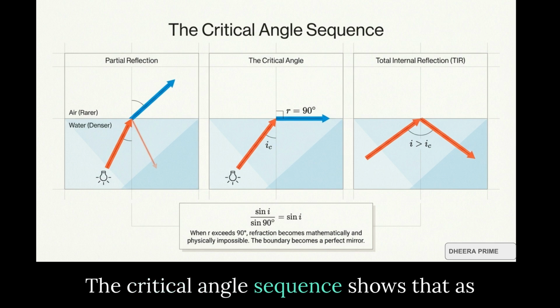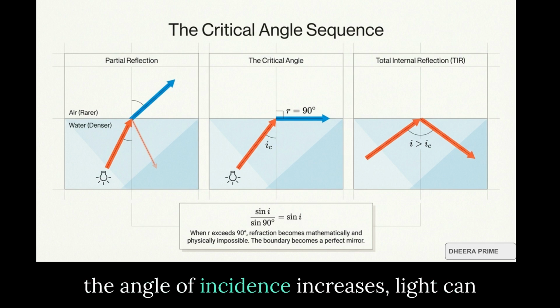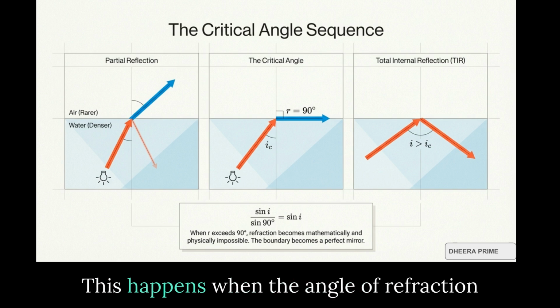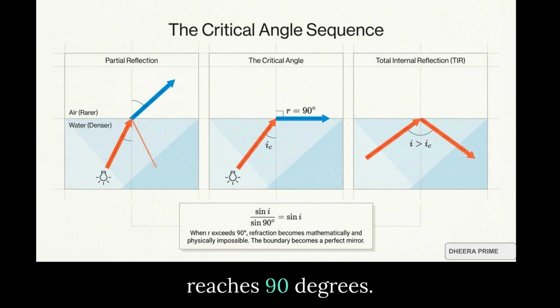The critical angle sequence shows that as the angle of incidence increases, light can transition from partial reflection to total internal reflection. This happens when the angle of refraction reaches 90 degrees.